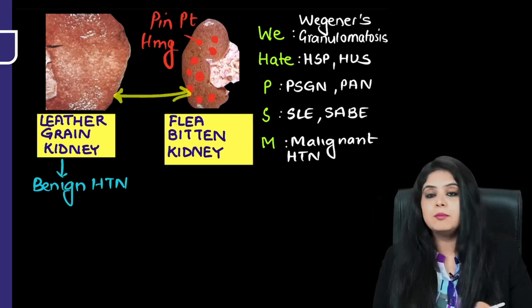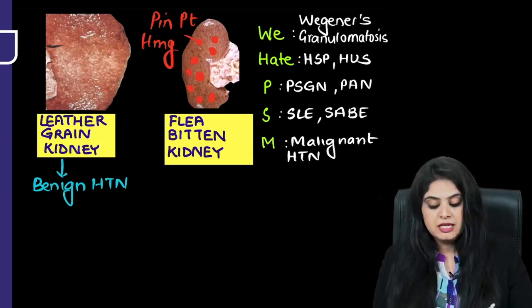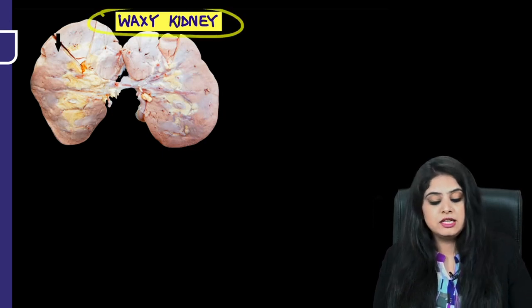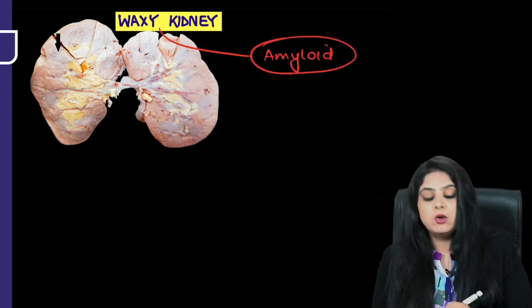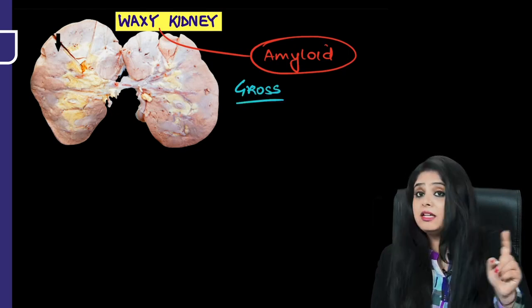These can definitely come across as pictures to you in the exam. Leather grain for benign hypertension, flea bitten for malignant hypertension. Next one I've already shown you way back in the general pathology images also: when the kidney becomes waxy, or for that matter when anything becomes waxy, you are obviously thinking of amyloid. Guys, can you tell me, I know everyone knows Congo red, but that is a microscopic stain.